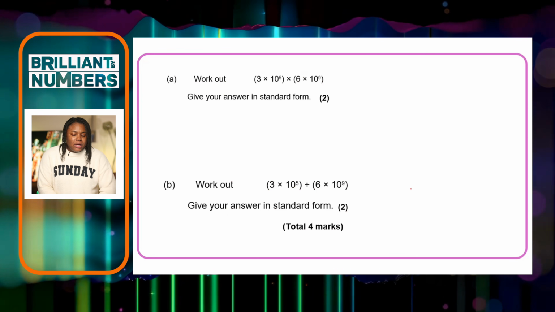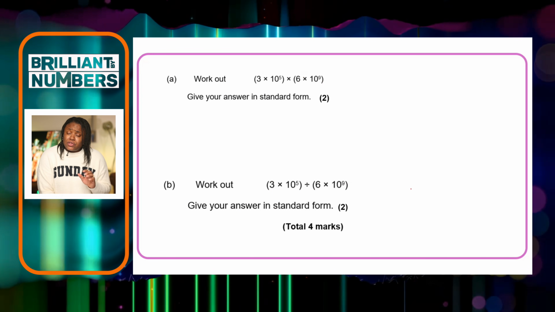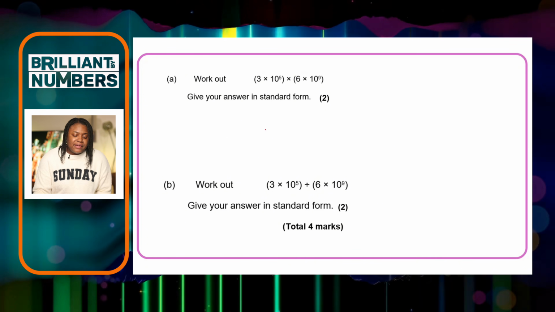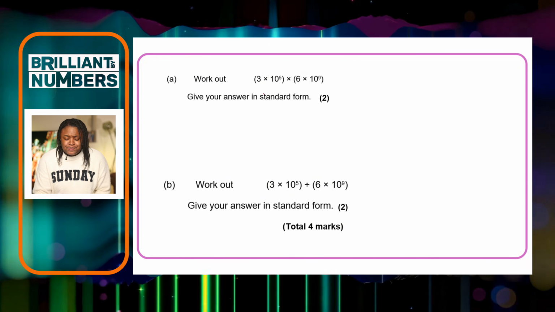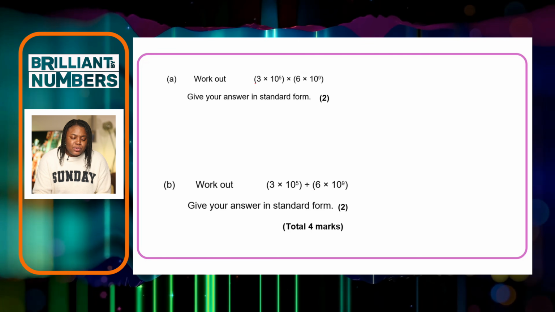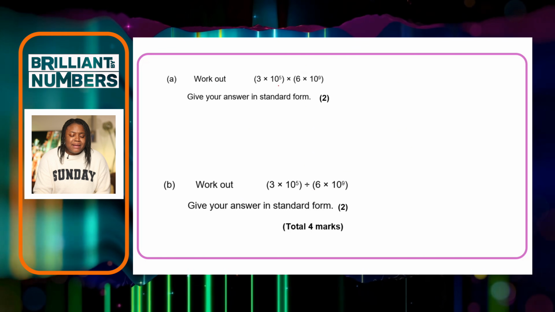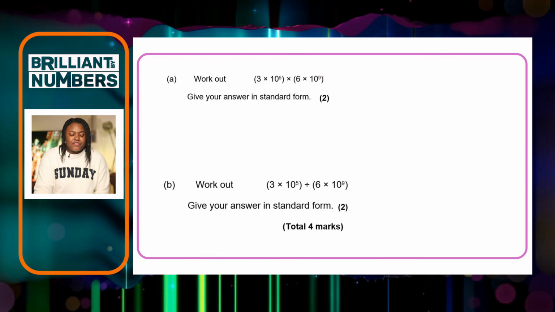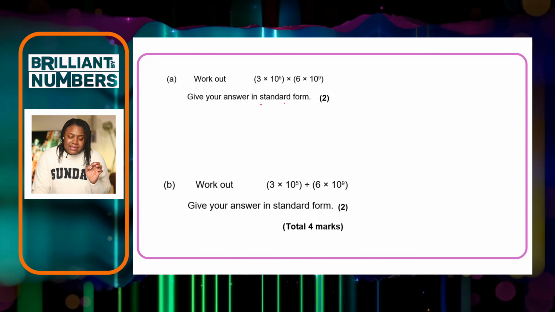Good to go. Now we're asked to work out another standard form where we're multiplying 2 brackets together. Give our answer in standard form. Now, what we need to do here, work out 3 times 10 to the power of 5 multiplied by 6 times 10 to the power of 9. We need to give our answer again.